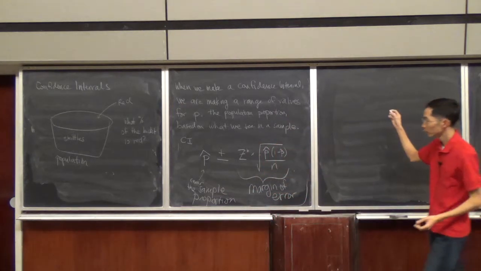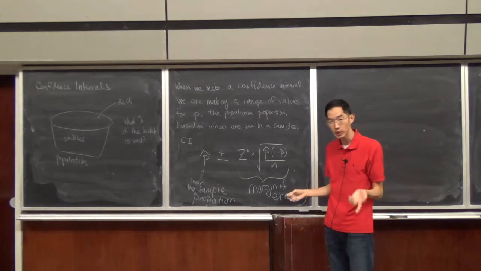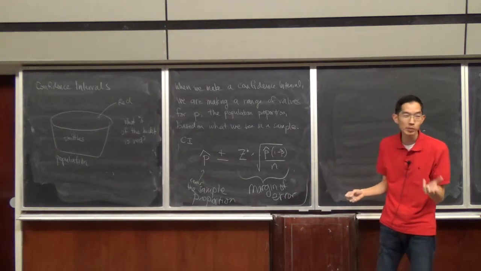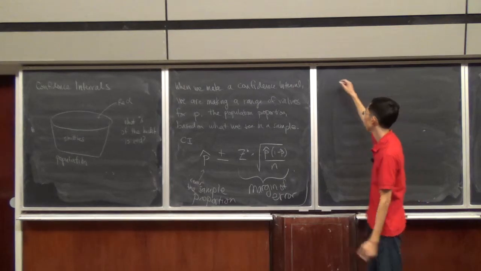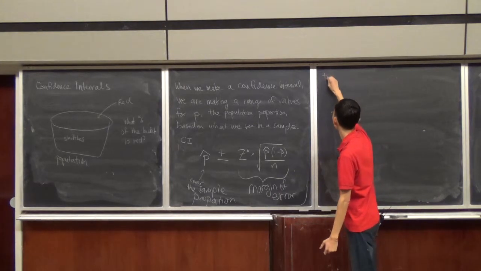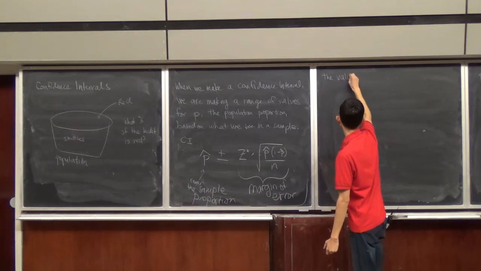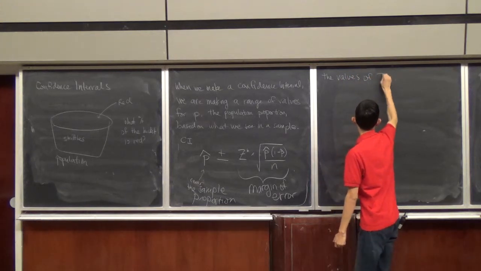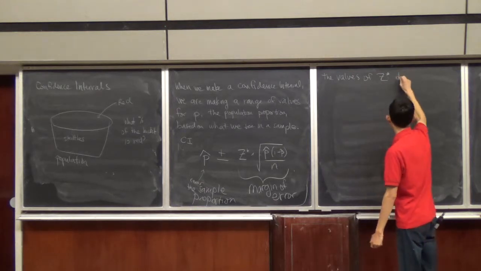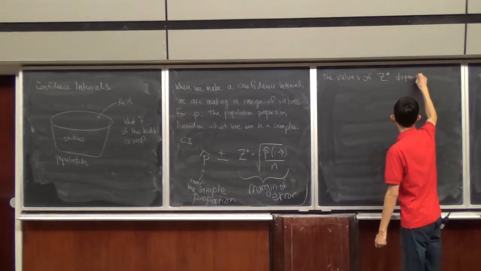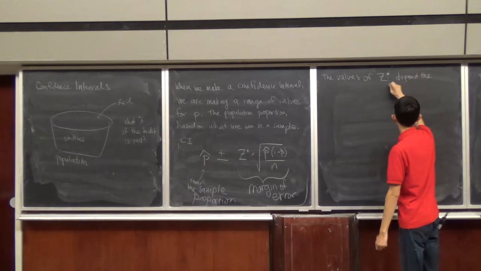So I'm going to give you a set of numbers that you either need to memorize or make sure you have written down on your note sheet. These are the values of z star, okay, which depend on the confidence level.